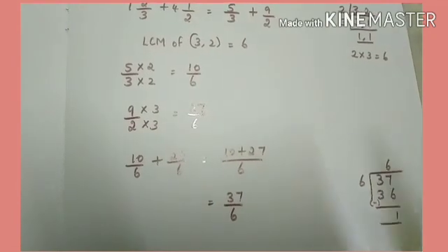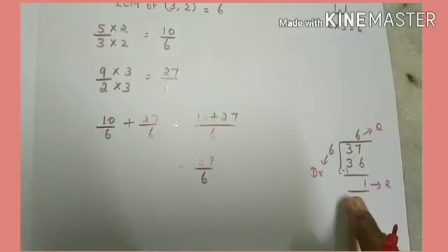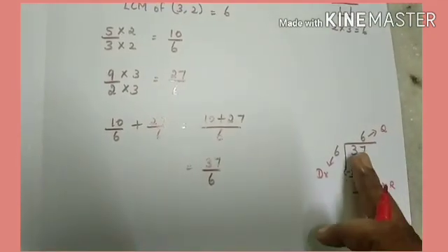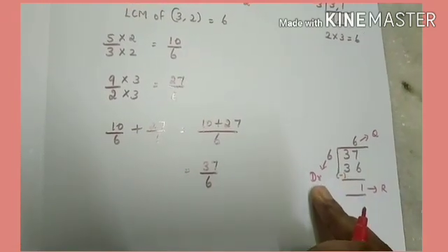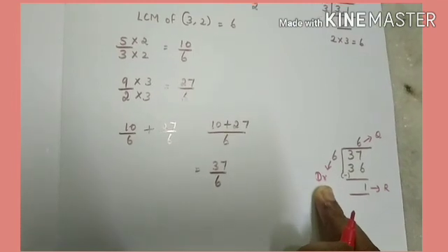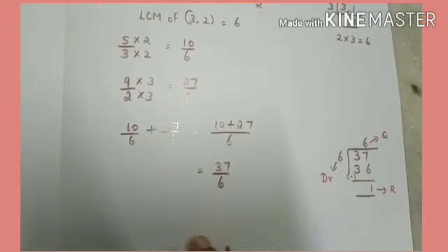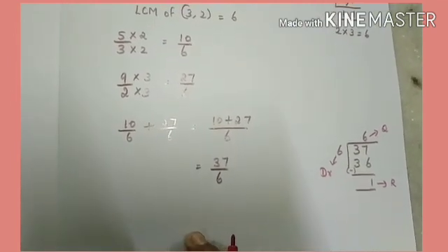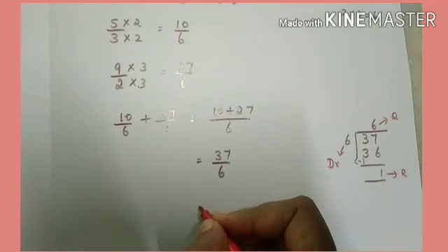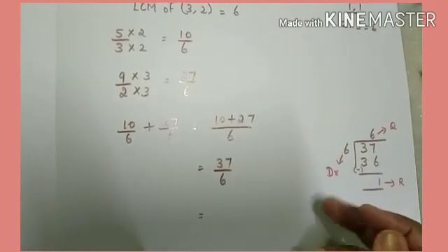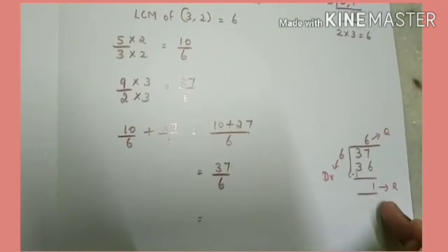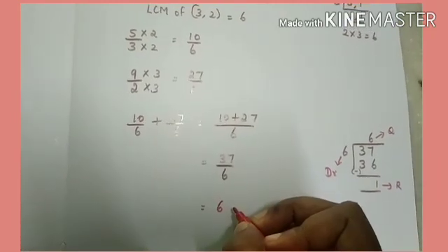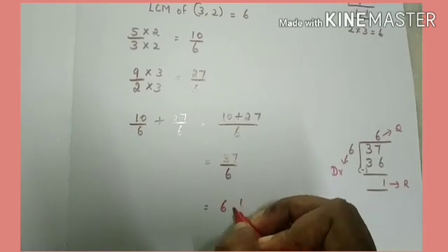Here, remainder is 1. Quotient is 6. Divisor is 6. Let's write the answer in mixed fraction form. That is quotient into remainder by divisor. Here quotient as 6, remainder as 1, divisor as 6. So write 6 1 by 6.